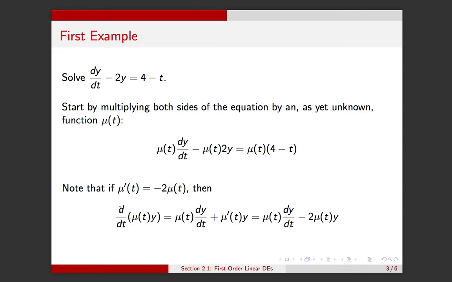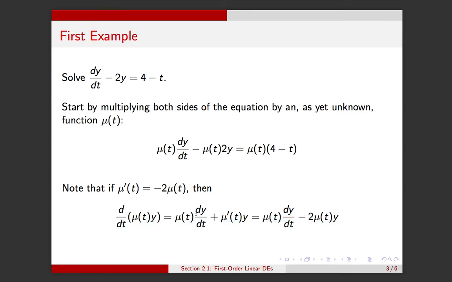Then this would be true. If you were to take the derivative of mu times y, well, mu times y is a product, right? So to take the derivative, you would have to use the product rule. And notice, you would leave the first function alone times the derivative of the second, plus the derivative of the first times the second left alone. That's just the product rule, right?